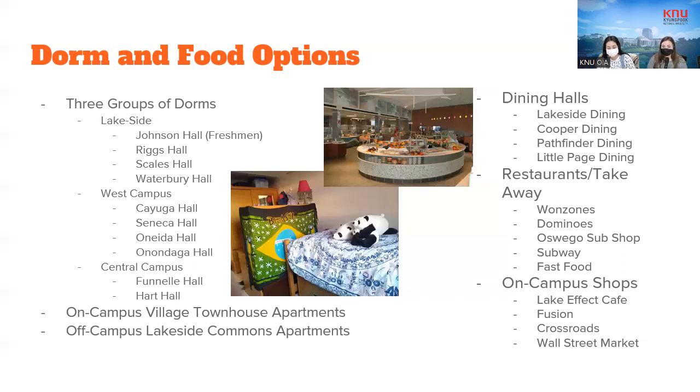And then we also have on-campus shops like Lake Effect Cafe in the library, as I mentioned. We also have Fusion, which is another type of cafe in another academic building. And then Crossroads and Wall Street Market are also types of cafes that also serve food. So when you're on campus and you're hungry, you can also find certain pop-up shops, not really convenience stores. They're a little bit more pricey, I would say, than convenience stores, but they give an option for students to buy food on campus in between classes or when they're studying.